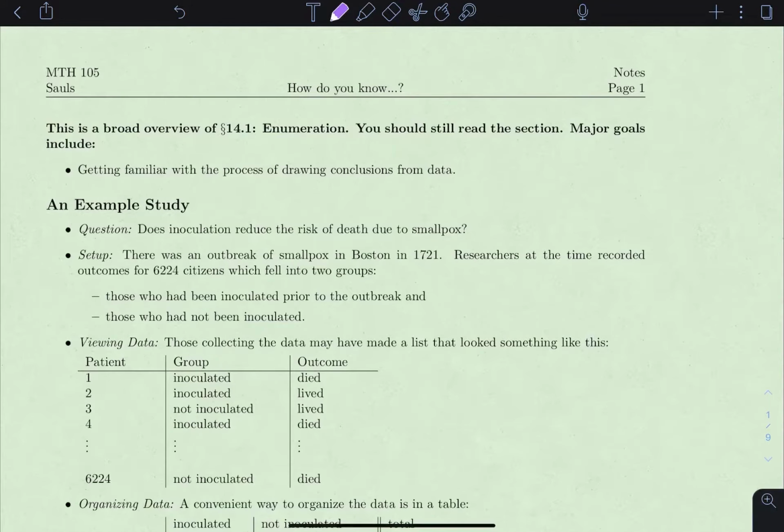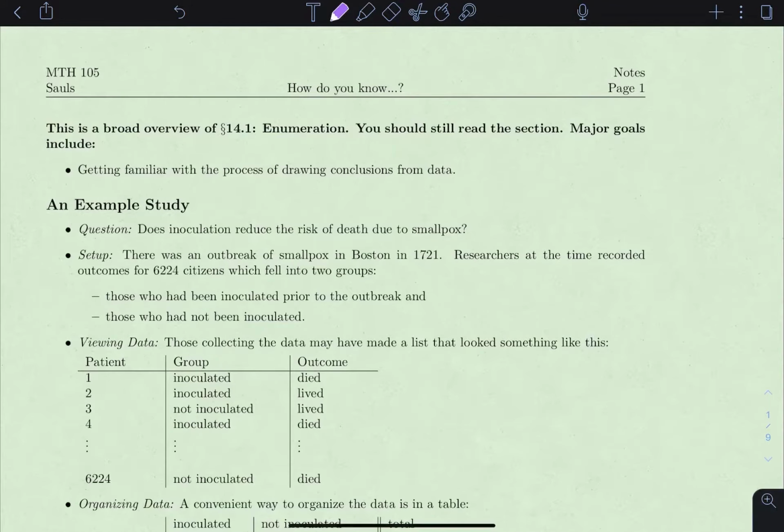So the researchers could collect their information in just 3 columns. The patient, and maybe they would have a name instead of the number, but it's fine if we just numbered all the patients. And then whether or not that individual was inoculated or not, and whether the individual lived or died. And with just that amount of information, we can make a simplistic conclusion about our research question.